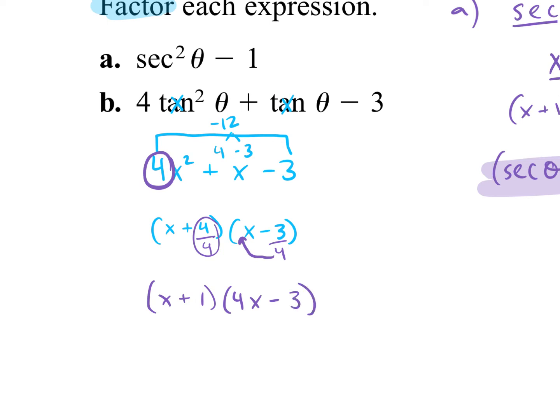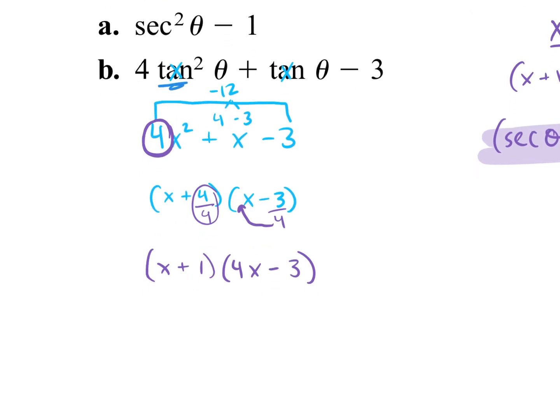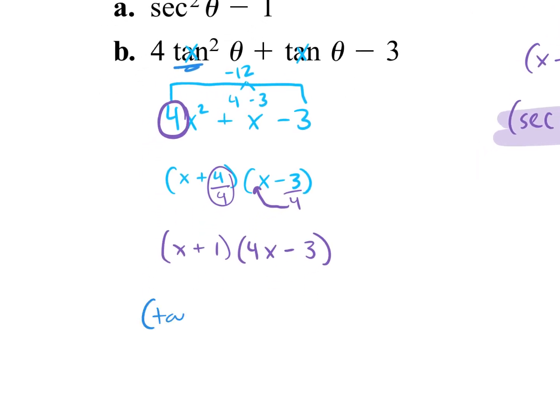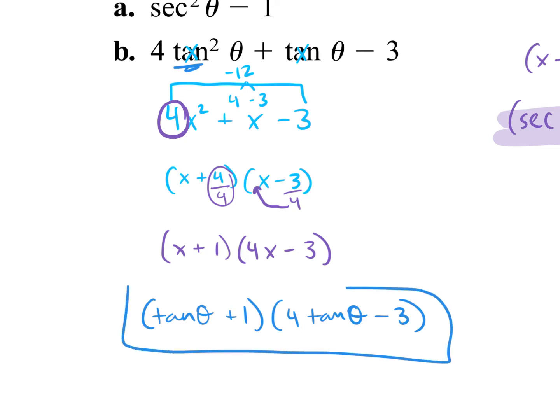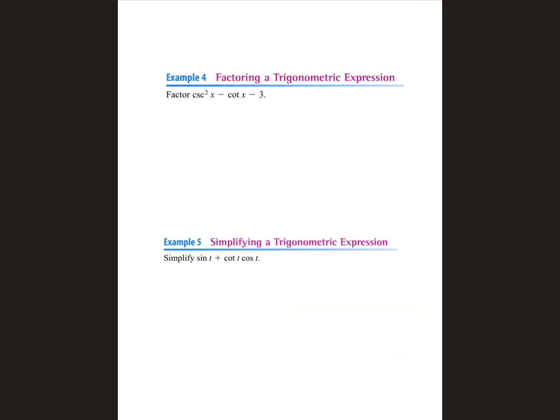Once I factored, I can just go back in and replace the x's with tangent. So this would be tangent of theta plus 1 and 4 tangent theta minus 3. So again, you don't have to replace it with x's if you can factor it right off the bat, but sometimes it may help, especially in the beginning, to see it a little bit better on how to factor when we put x's in there.